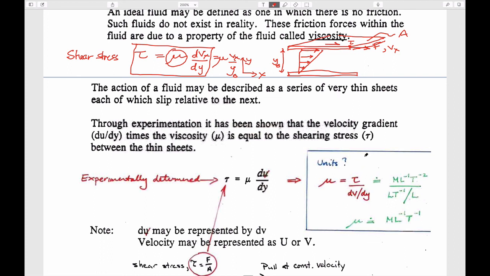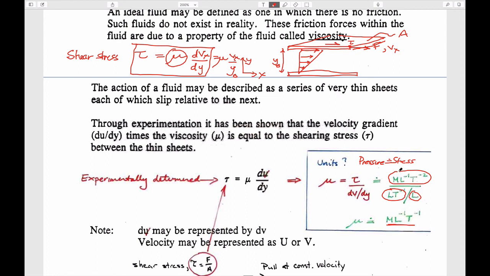We talked last time about units of pressure, which are the same as units of stress, which we derived from Newton's second law, right? F equals ma. So the units of pressure or stress are this. The units of velocity are length over time, and the units of length are this. And we could find out that the units of viscosity are mass, length to the -1, time to the -1.